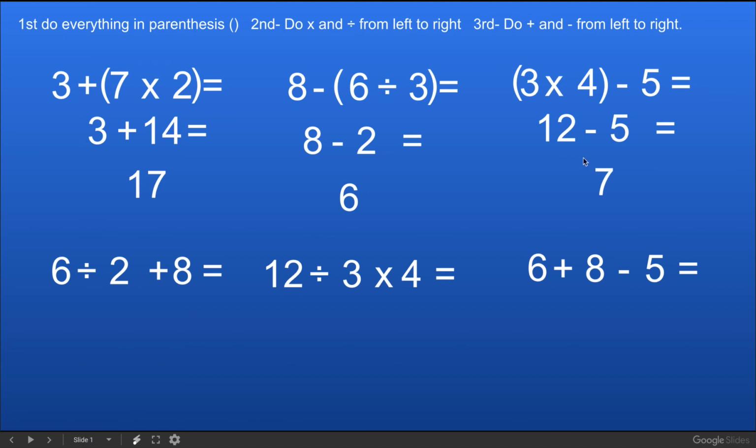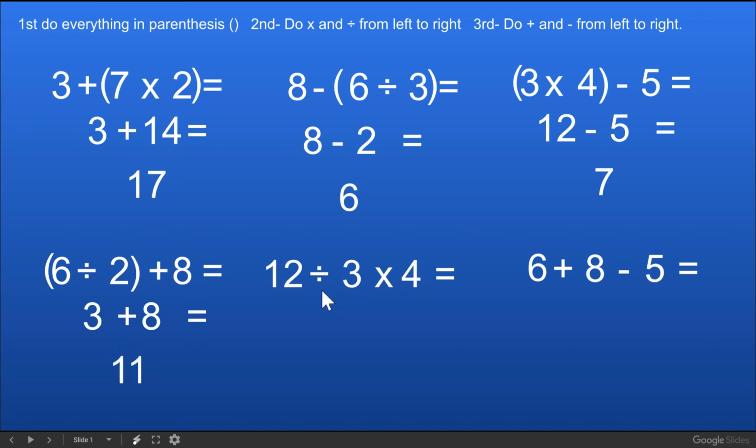Done with that equation. On to this one here, 6 divided by 2 plus 8. I need to make sure that I do multiplication and division from left to right first. So I need to do my 6 divided by 2 first. I'm going to put parentheses around that to show that we're doing that first. 6 divided by 2 equals 3. Bring down everything else. 3 plus 8 equals 11, and done with that equation.